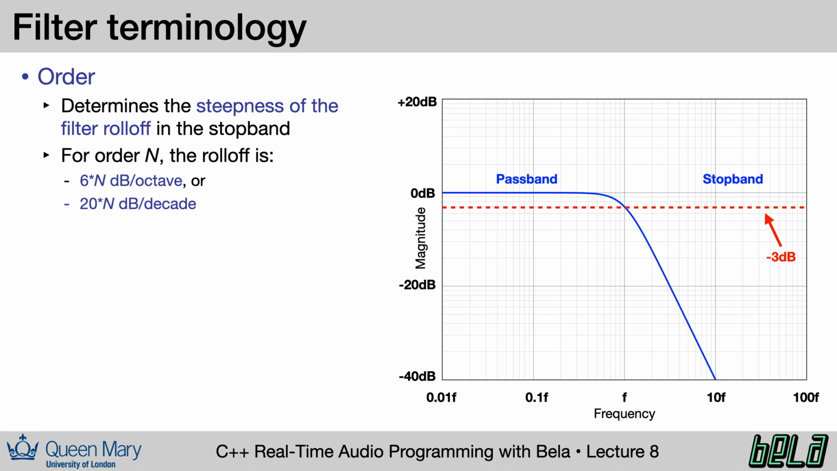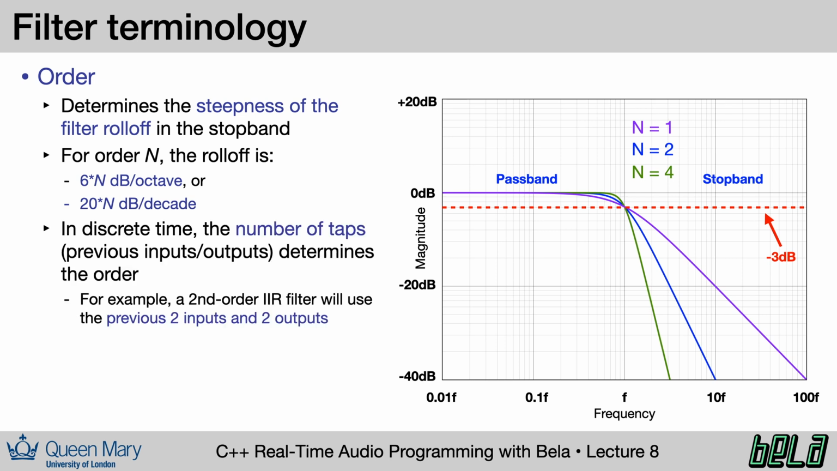Alternatively, we could specify it as 20n decibels per decade. In other words, when the frequency goes up by a factor of 10, the magnitude response drops by a factor of 20n. This particular example has a filter order of 2, so we can call that a second order filter. Its roll-off is 12 dB per octave or 40 dB per decade. We can contrast that with a first order filter, which is 6 dB per octave or 20 dB per decade, or a fourth order filter, for example, which would be 24 dB per octave. Each of these filters has the same minus 3 dB point, but a different steepness of roll-off in the stop band.